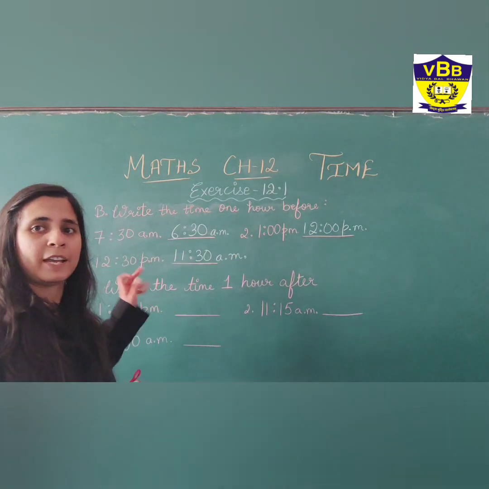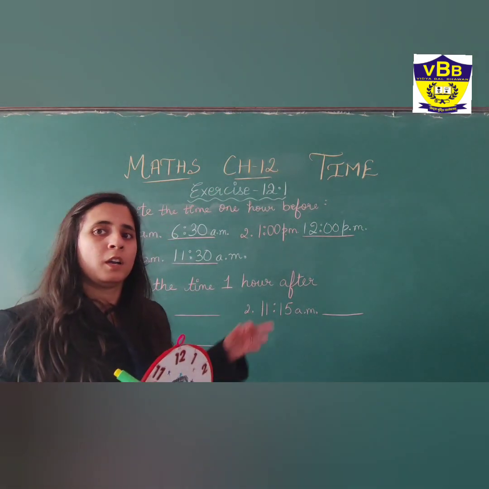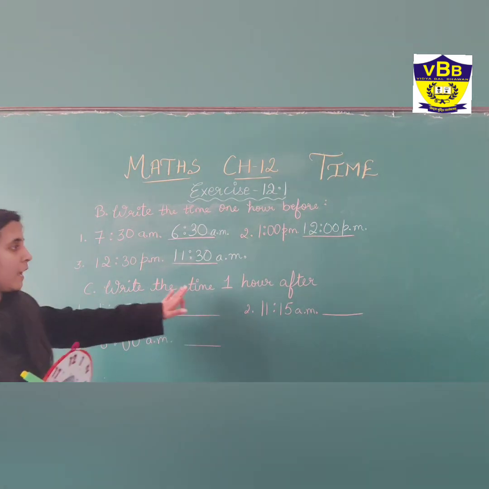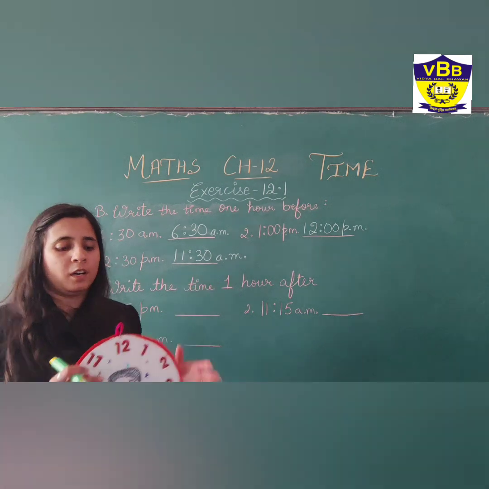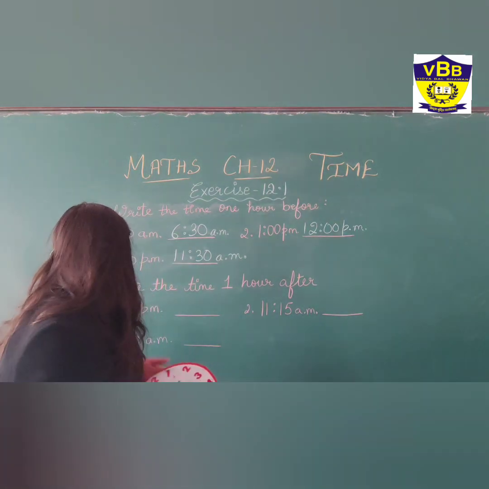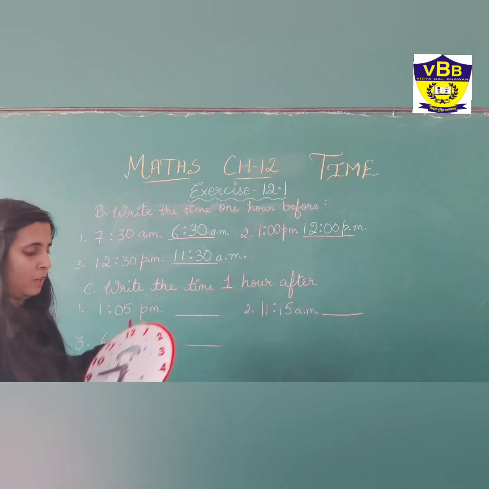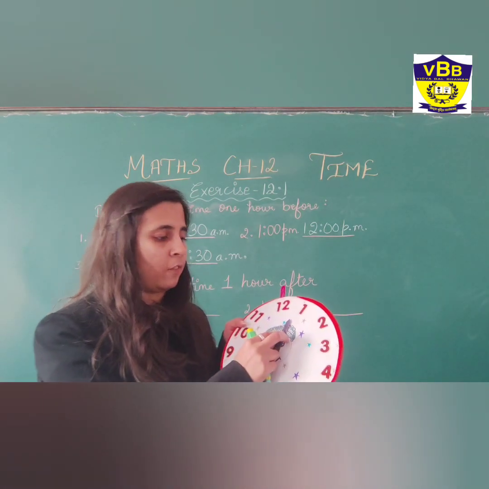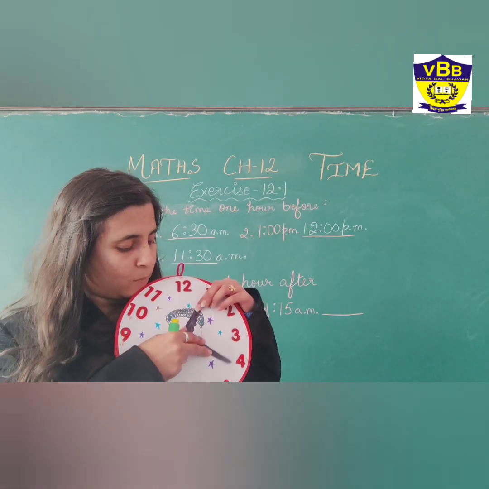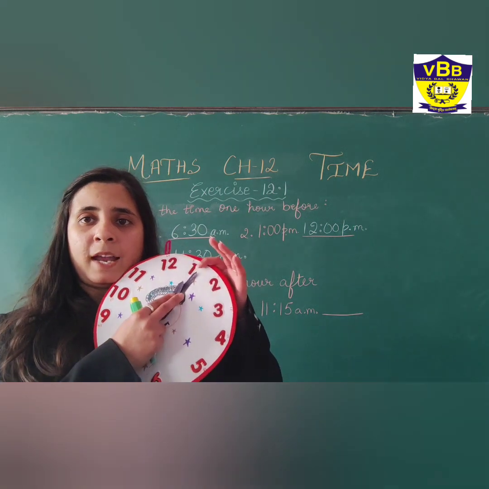Now the rest of the parts of the B question will be homework. Here let's start with the C part. C part says write the time 1 hour after. Now we have to tell what the time will be after 1 hour. So let's see, the first part is 1:05 PM. If I talk about 1:05, that means our hour hand will be at 1, whereas our minute hand will also be at 1, which is 5 minutes. So it will be like this.